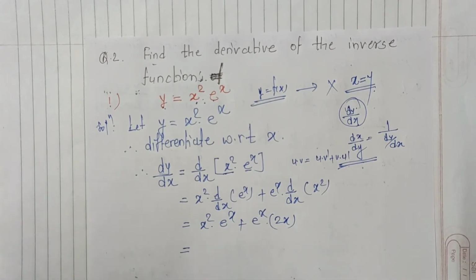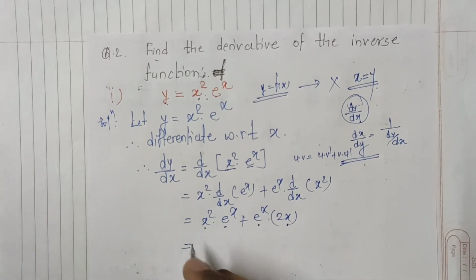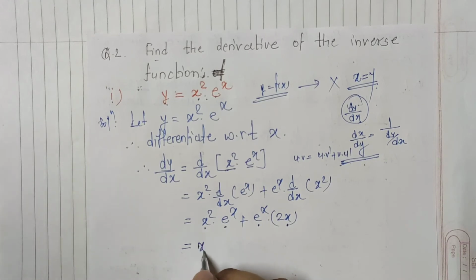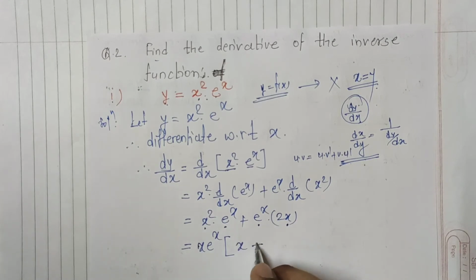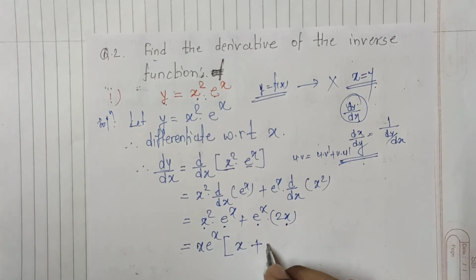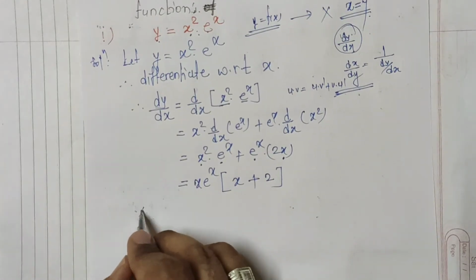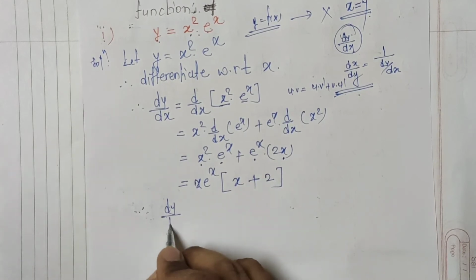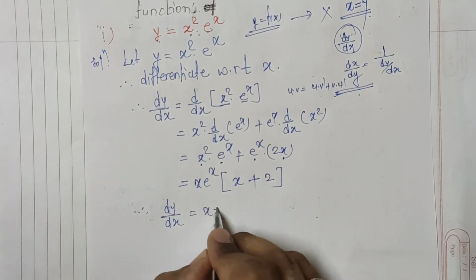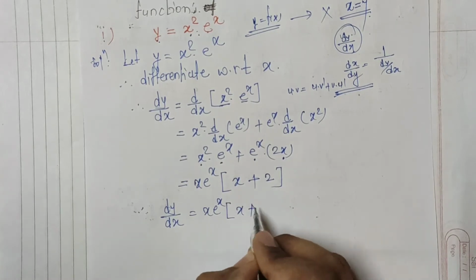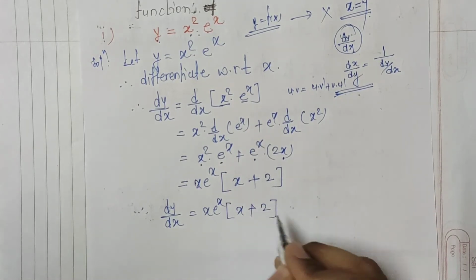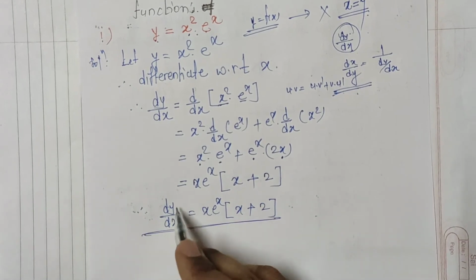So in this function what will be common? Here e raised to x and x are common. So we take x e raised to x term common. The remaining term is x plus, and in the second term only 2 is remaining. So first we find dy upon dx, which is x e raised to x into bracket x plus 2. So dy upon dx is complete.